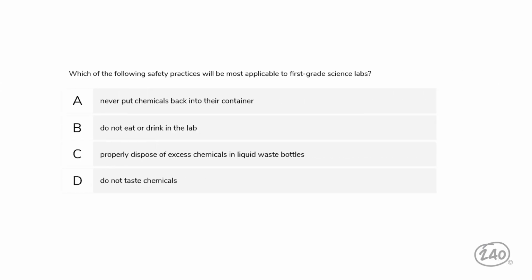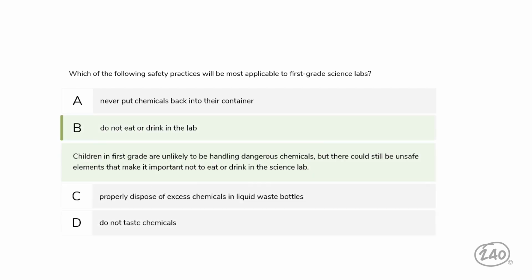Just those process of science questions left. Let's start with lab safety. Which of the following safety practices will be most applicable to first grade science labs? Children in first grade are unlikely to be handling dangerous chemicals, but there could still be unsafe elements that make it important not to eat or drink in the science lab. So this is the best choice.